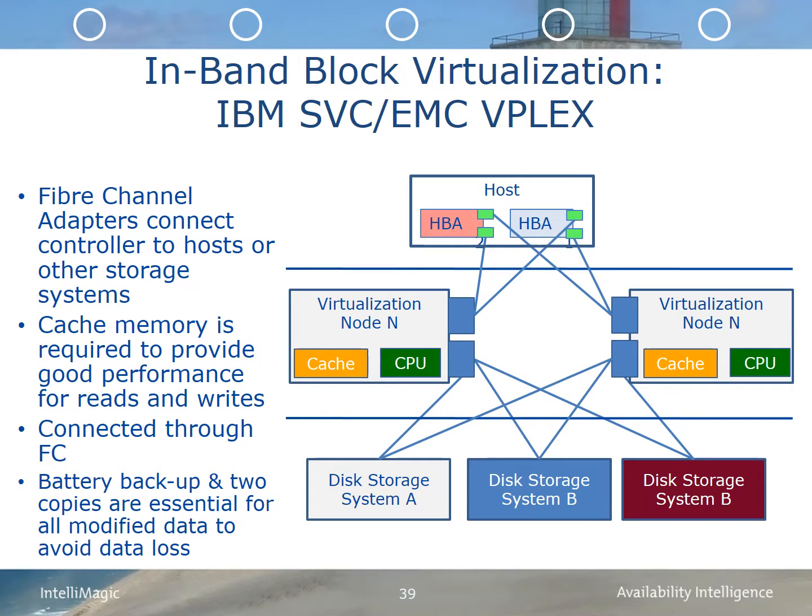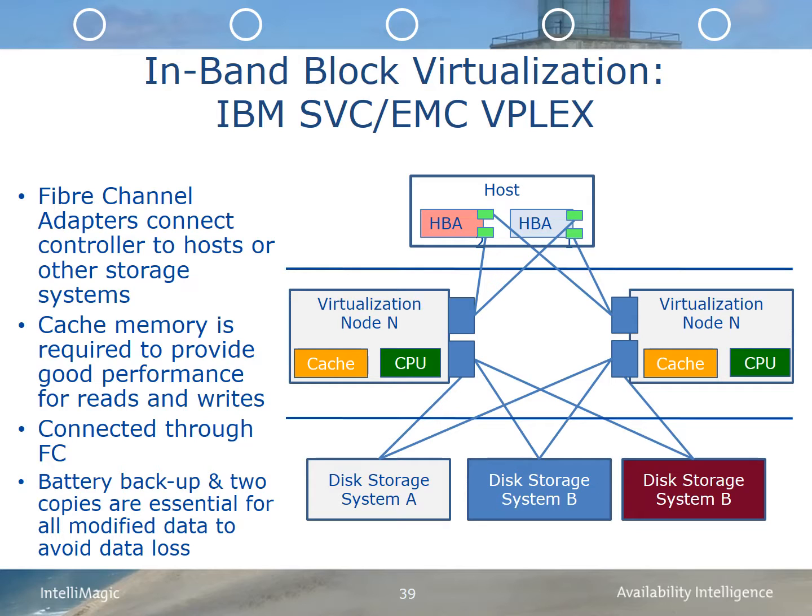Another type of storage architecture is the in-band block virtualization appliance. A couple examples are IBM's SVC and EMC VPLEX. Both of these use fiber channel adapters to connect the controllers to hosts or other storage systems, as well as each other. These are typically done in pairs, so you'll have a couple of nodes that work in tandem. They're usually active nodes, and they work to communicate from the host to the back end.